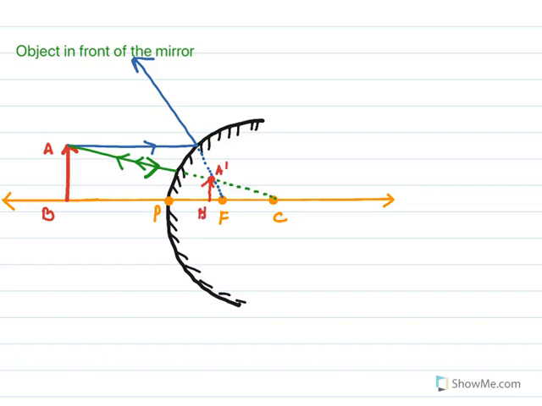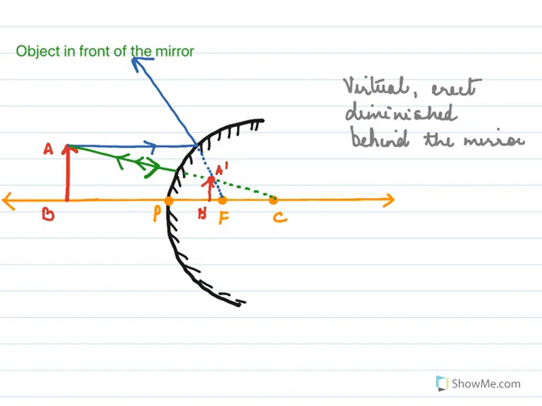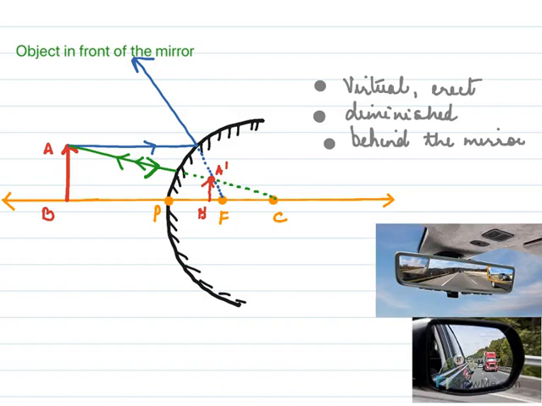So if you see the features of the image, it is virtual. All virtual images are erect. It is diminished, which is much smaller than the object. It is formed behind the mirror. So these are the characteristics of the image: virtual, erect, diminished, formed behind the mirror. These convex mirrors are used as rear view mirrors in cars and vehicles.